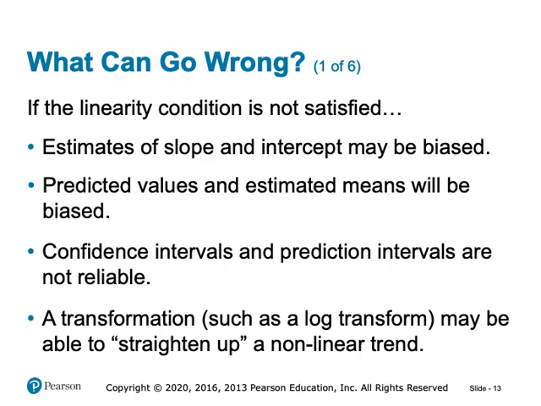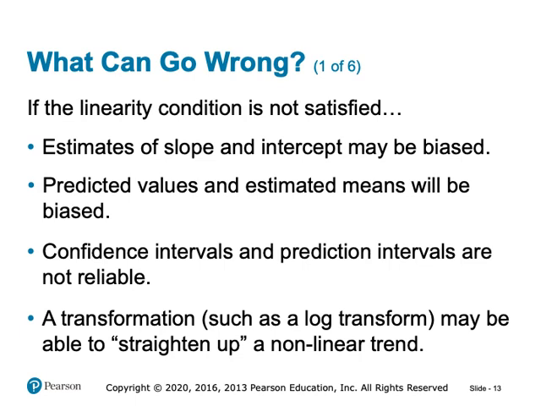Number 1. Estimates of slope and intercept may be biased. If the true relationship between the variables is not linear, but we apply a linear model, the estimates of the slope and intercept might be incorrect or biased. This means that the coefficients we calculate won't accurately represent the true relationship, leading us to draw incorrect conclusions from the data. 2. Predicted values and estimated means will be biased.